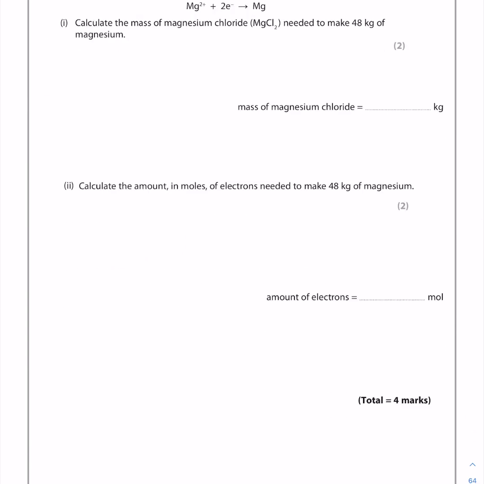A manufacturer makes a batch of magnesium by electrolyzing magnesium chloride. The ionic half equation for the reaction at the negative electrode in stage number 4 is Mg2+ plus 2 electrons gives Mg. I. Calculate the mass of magnesium chloride, MgCl2, needed to make 48 kilogram of magnesium. The first thing we get is the moles of magnesium by dividing the mass, 48,000 gram, over the atomic mass of magnesium, which is 24. 48,000 over 24 gives you 2,000 moles.